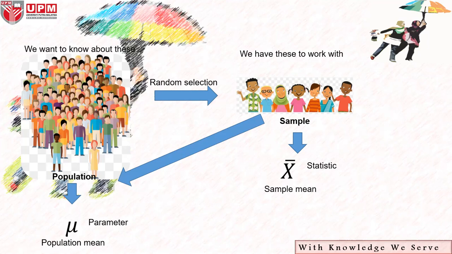So for example, when you go through any statistics book, you can see a few differences or variations in the symbol, for example, representing the mean.